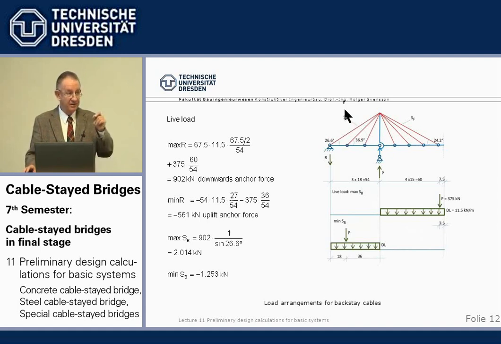Now, what cable forces go into the backstay cable from live load? Well, full load of the main span. Then we can calculate this support reaction again. The length, 67.5 meters, times the dead, it's not dead load, it should be live load. I'm sorry, that's a mistake. The live load is 11.5 kilonewton per meter, again times this lever arm divided by this, gives us 902 kilonewton vertical component.